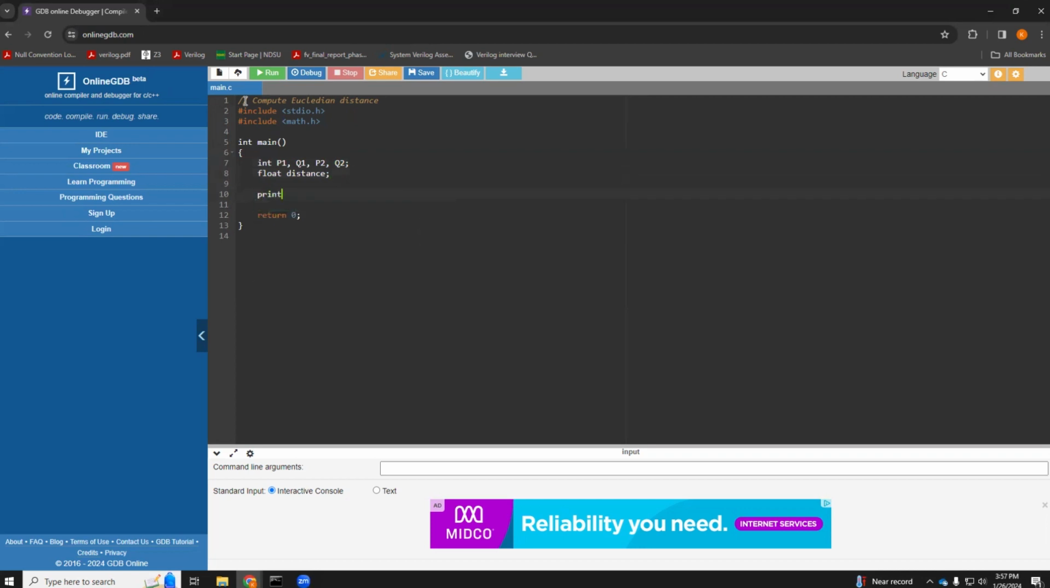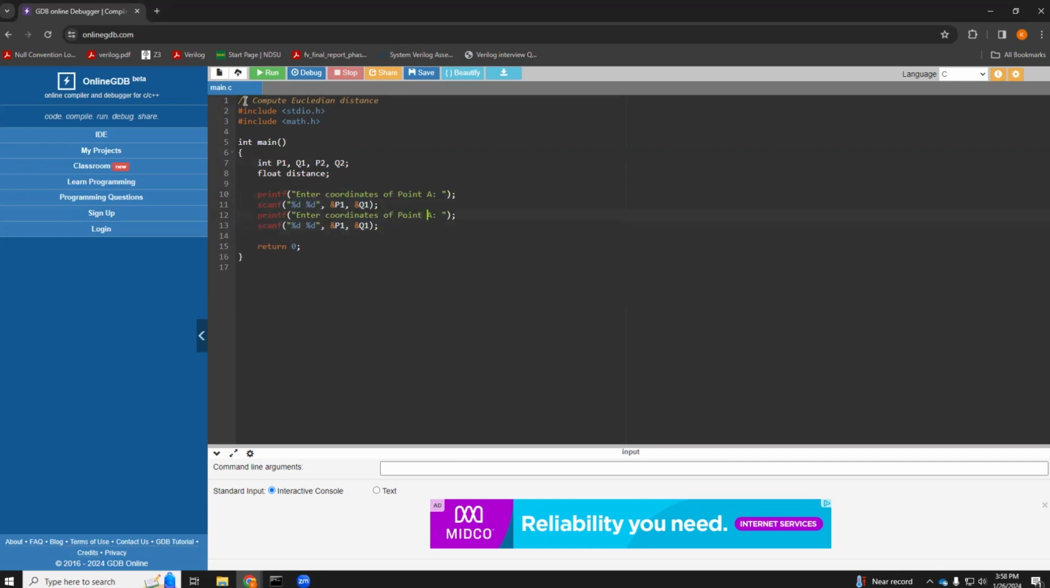So printf, enter coordinates of point 1 or point A. Read the coordinates from the user using scanf, %d, comma, ampersand P1, ampersand Q1. Now I'm going to enter the coordinates for point B.